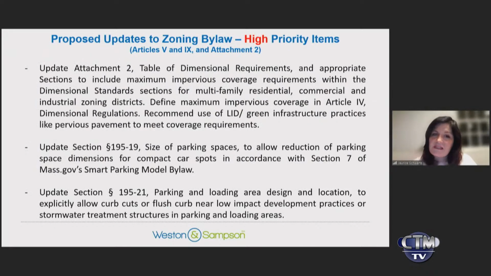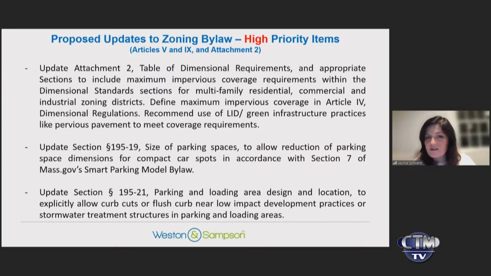Just getting into a little more of the detail and some of the recommendations. In the zoning bylaw, there were a number of items classified as higher priority, based on our own review and discussions with the town. One thing we looked at is the table of dimensional requirements in the zoning bylaw. Right now, I believe it includes maximum building coverage, but there seems to be an interest in including a maximum impervious coverage for at least multifamily residential, commercial, and industrial zoning districts. Right now, I believe it's at 40% coverage for buildings, but it's silent in terms of other types of impervious area on lots. So this move would be to create a maximum impervious coverage.